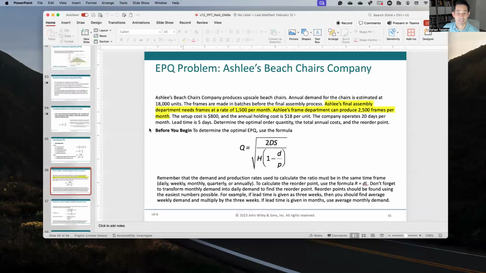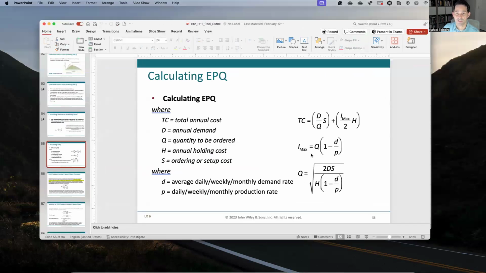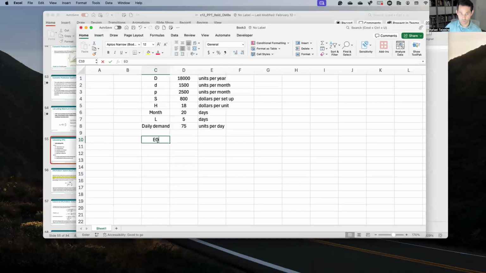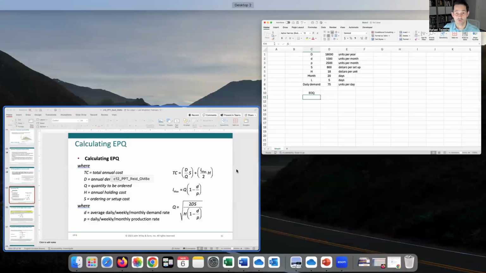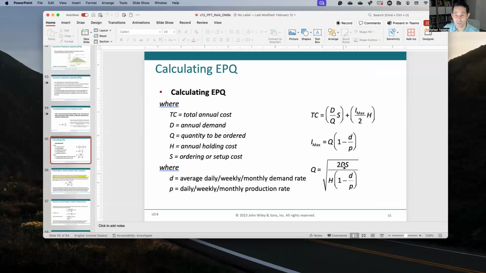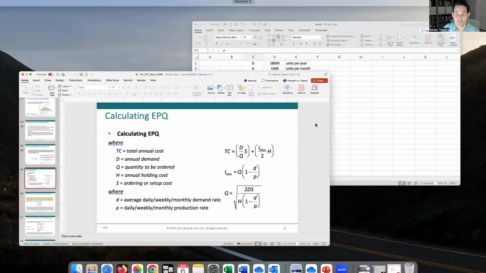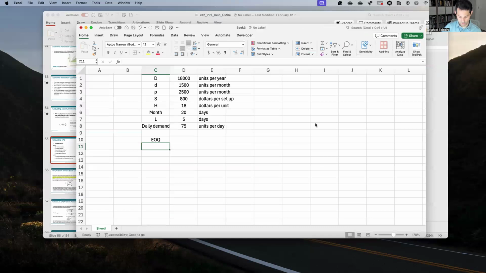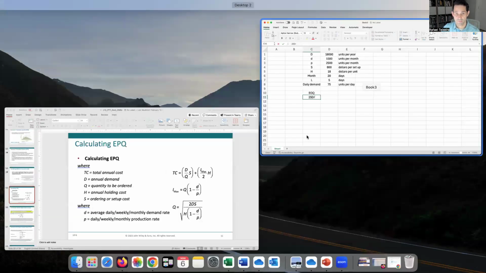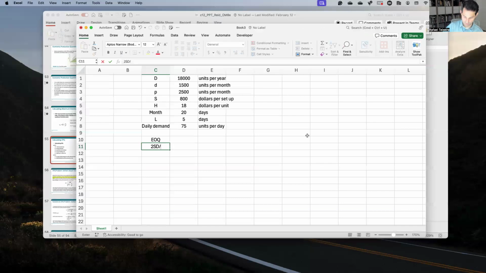All right, let's do it. Determine the optimal order quantity. The optimal order quantity is this. EOQ: we are going to have a numerator and a denominator. It's 2SD divided by H times, and it's going to be H times 1 minus the ratio of demand and production. Okay, so let's do it.